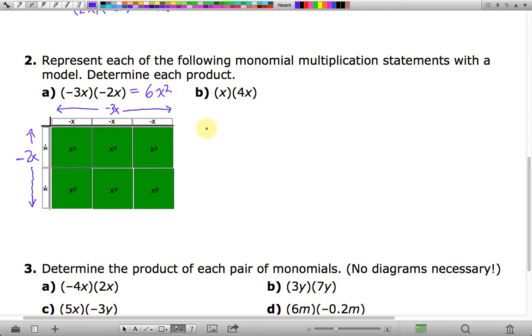Of course, once you get used to this, you're not going to need to use these tiles anymore. You can probably recognize that all we're doing here is multiplying the number negative 3 with the number negative 2 to give us the positive 6, and the x times the x is what's giving us the x squared. But for some people, maybe this pictorial representation gives them something a little bit more concrete to visualize. Let's take a look at the next monomial multiplication statement. We're going to set up x times 4x.